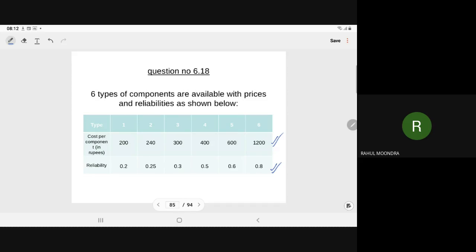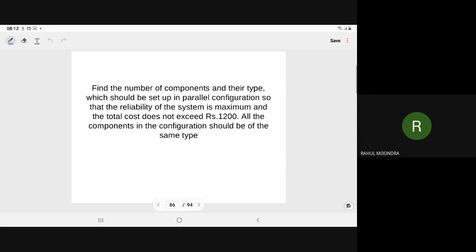Now the question is, this is the given information. Find the number of components and their type which should be set up in parallel configuration. Here we have to arrange these components in parallel, so that the reliability of the system is maximum and the total cost does not exceed rupees 1200. Means here we have the constraint of money also.